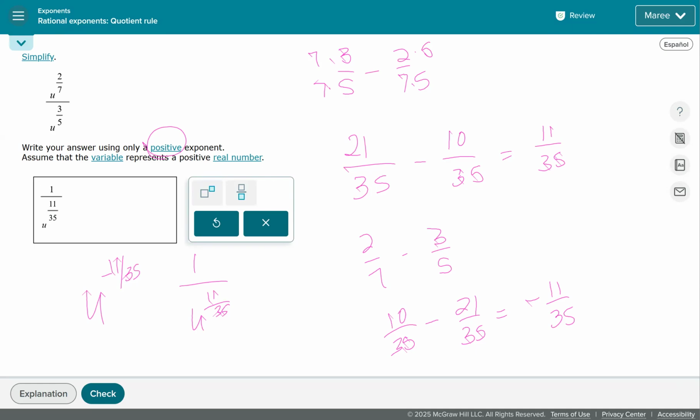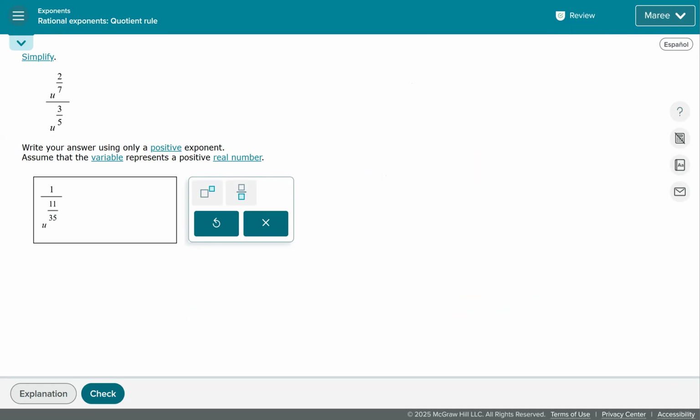So it's okay if you don't know which one's bigger. The positive exponent will be in the place where the bigger exponent was. So 3/5 is bigger, so it needs to be in the denominator. That's another way to look at it. Okay.